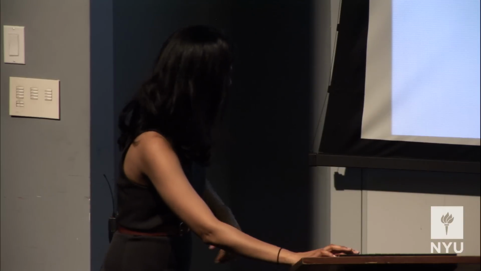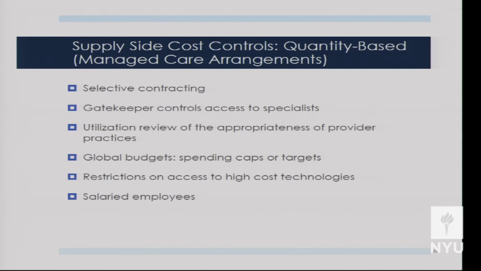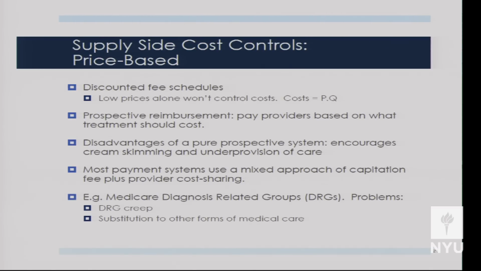There's also the problem of substitution to other forms of medical care, where if they know they're getting a fixed reimbursement for treating me, they might try to discharge the patient earlier or shift them to urgent care centers, different kinds of medical care, rather than fully treating the patient. Okay, that was price-based, right? This was about changing how we reimburse providers for the care they provide.